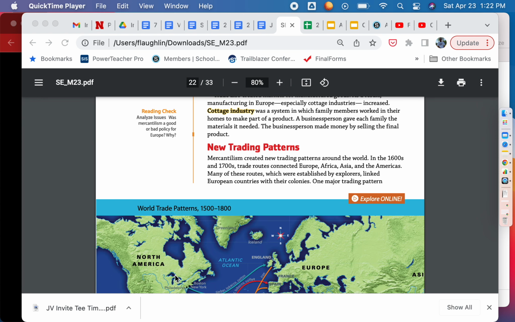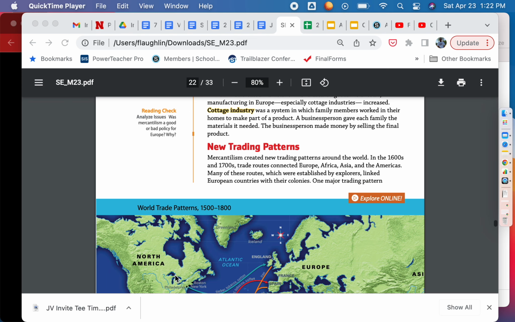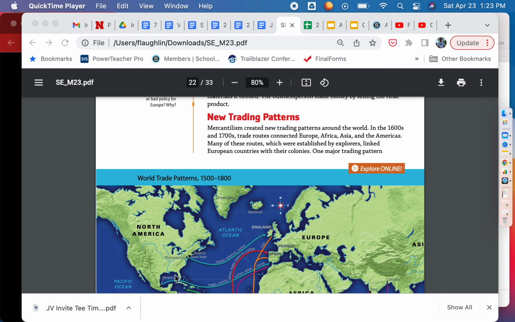All right, so now we're going to do new trading patterns. We'll make this kind of the last one before we make a second video. New trading patterns has to deal with mercantilism, which is going to create new trading patterns around the world. So in the 1600s and 1700s, trade routes connected Europe, Africa, Asia, and the Americas. Many of these routes linked European countries with their colonies.